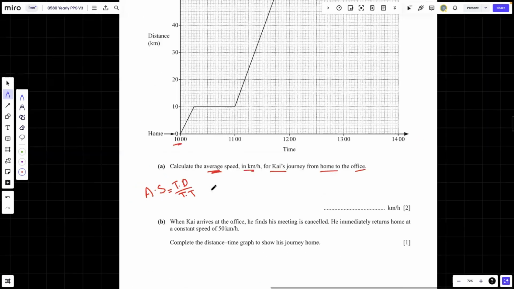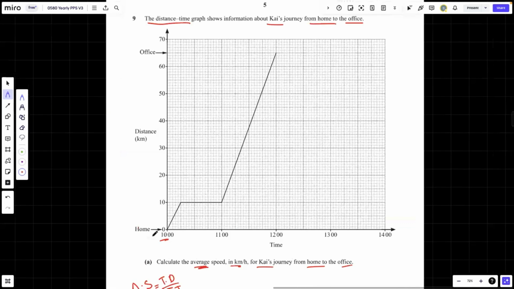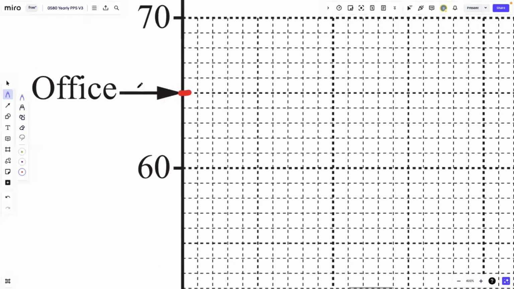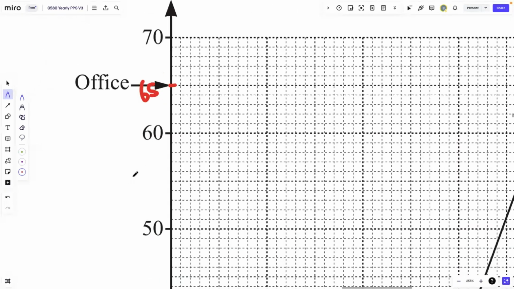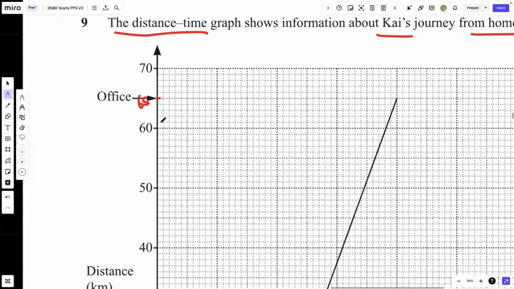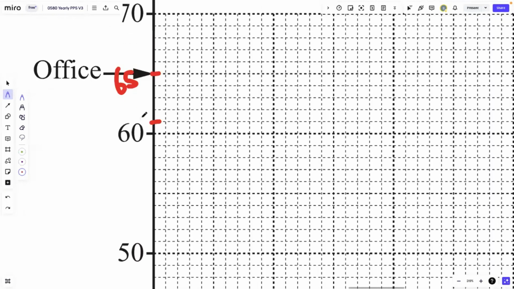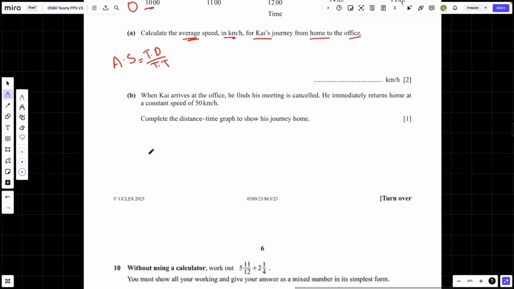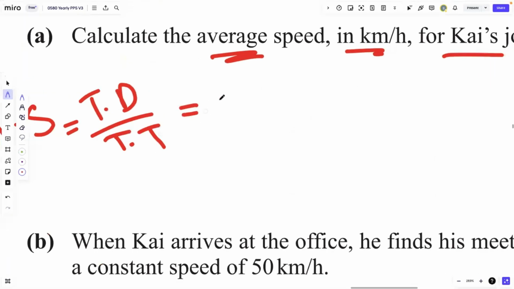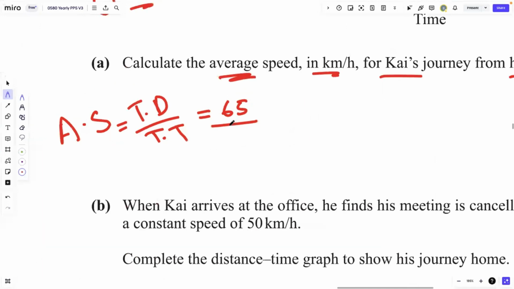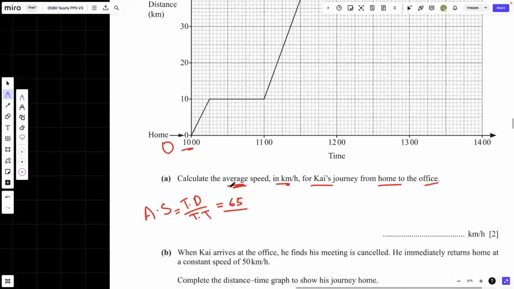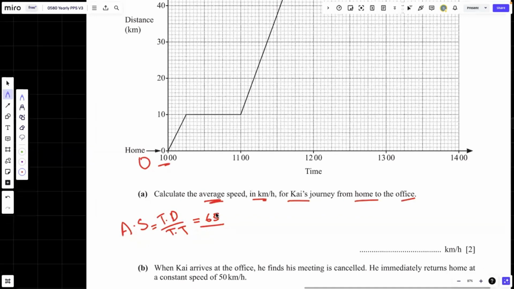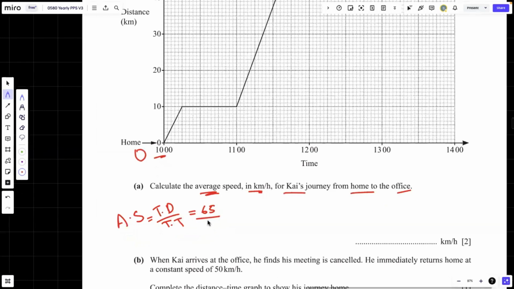So you need to calculate the total distance. The total distance is 0 to this. What's the value that we have here? It's exactly in the half. Each box is representing one unit. So that's 60, and similarly this is going to be 65. So total distance traveled is 65 kilometers. Make sure of the unit in this chapter. It's very important. The unit remains the same. So you have kilometers with hours and you have meters with seconds. Usually that's the pattern. So total distance is 65.